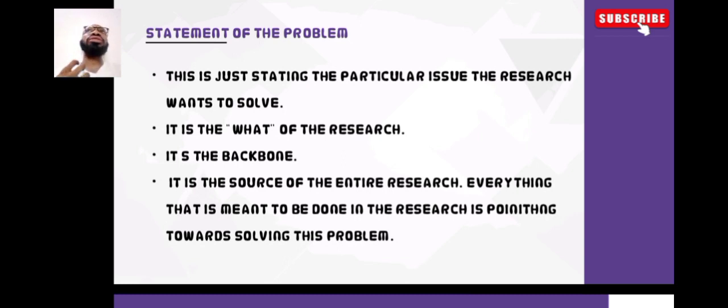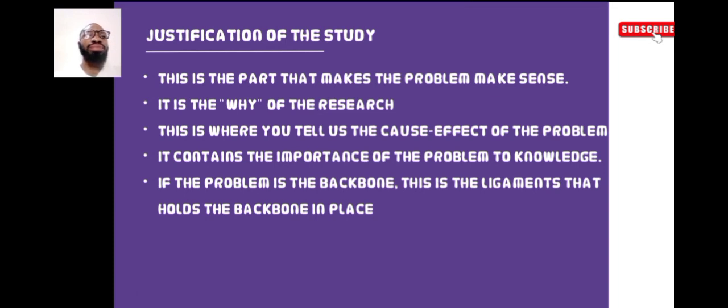Now, where many researchers, many students find it hard is the justification of the problem. Justification is the part that makes the problem make sense. This is the why of the research. The justification is telling us why this problem is very important. This is where you tell us the causes and effects of these problems. It contains the importance of the problem to knowledge, especially when it comes to the immediate academic environment. Now, if I said the statement of the problem is the backbone, the justification is the ligaments that hold the backbone in place.